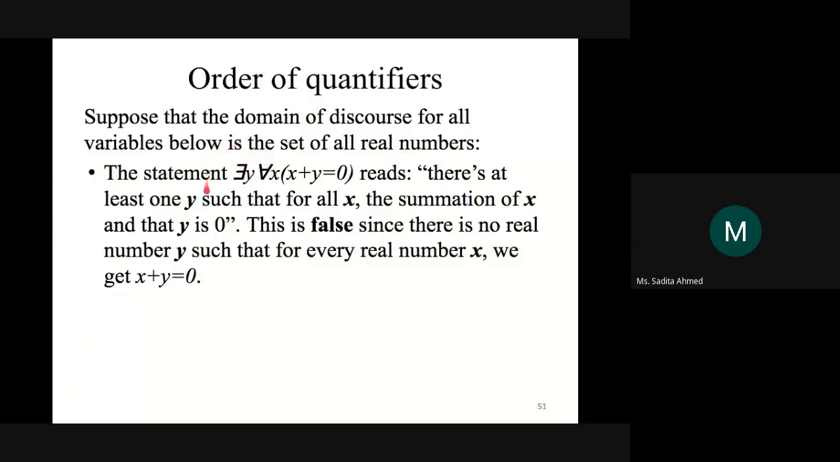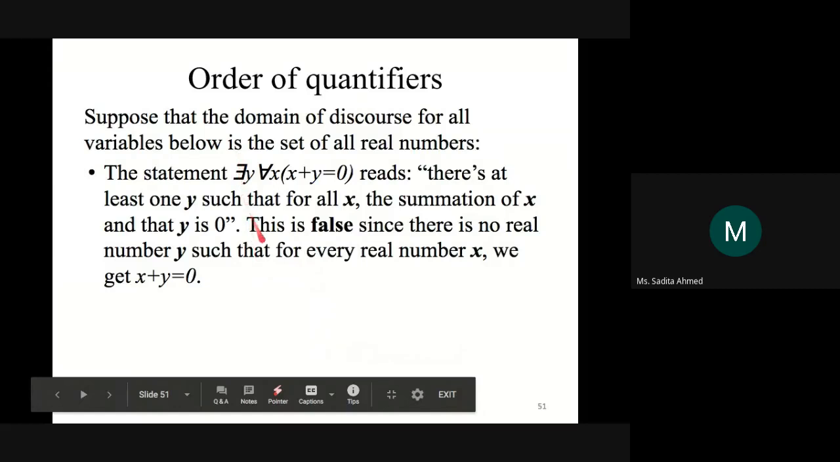What if I put the universal one first and the existential one second? Will it have the same truth value then? Before going to truth value, will it have the same meaning? No, ma'am. Does everybody agree? Yes, ma'am. Then we will interpret it as for all values of x there is at least one y for which x plus y equals 0. So it will be the same, right? Okay, let's see, Fahad, if it's going to be the same or not.